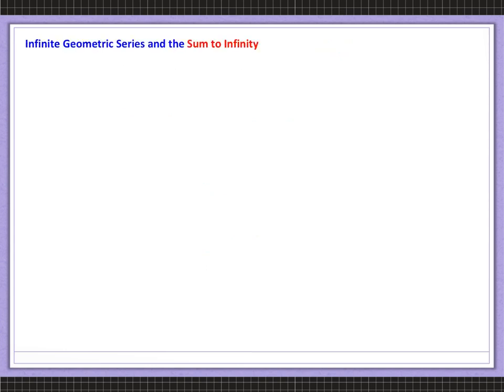So, having explored finite geometric series, we're going to now have a think about infinite geometric series and something we will later address, which is called the sum to infinity. So let's have a look at some examples of infinite geometric series. So here's my first example. It's 2, 4, 8, 16, 32. Now at the moment this is a sequence rather than a series, as I'm not adding the terms together yet.